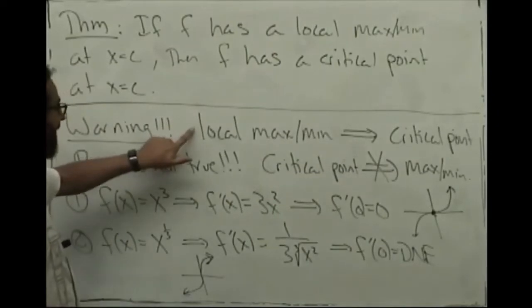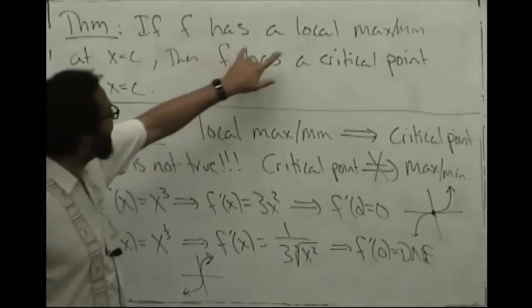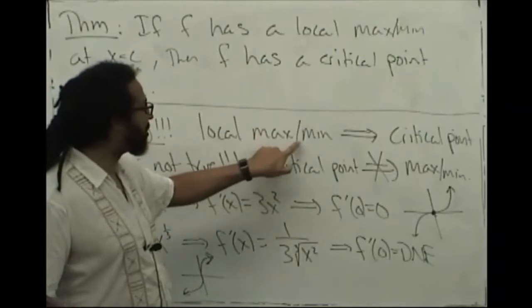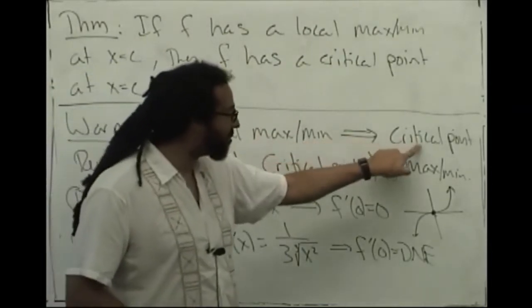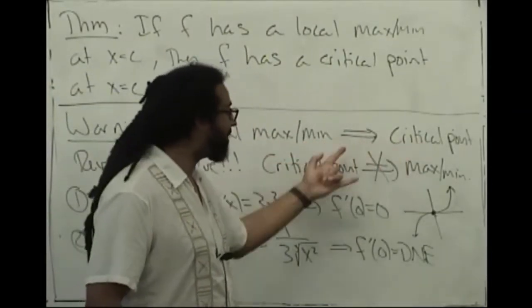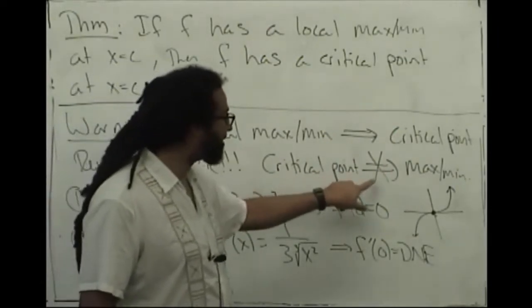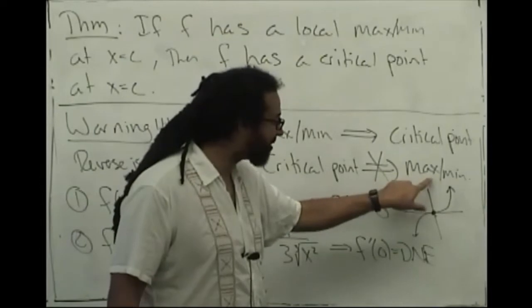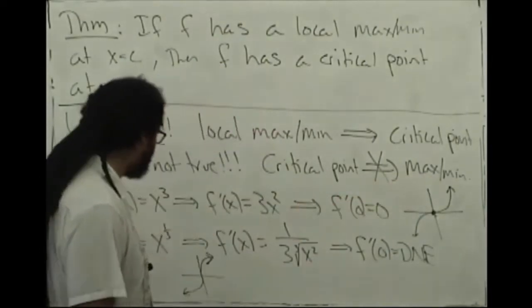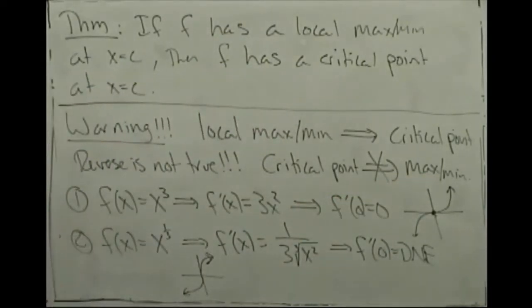So here's what the logic arrow looks like. If the function has a local max or a local min, then it must have a critical point there. The reverse arrow is not true. Just because you might be at a critical point does not mean that you attain a local max or a local min. And here are two examples, right?